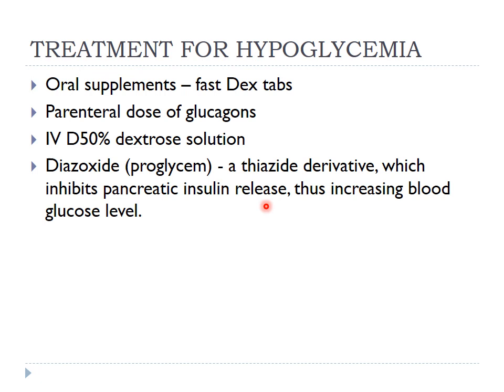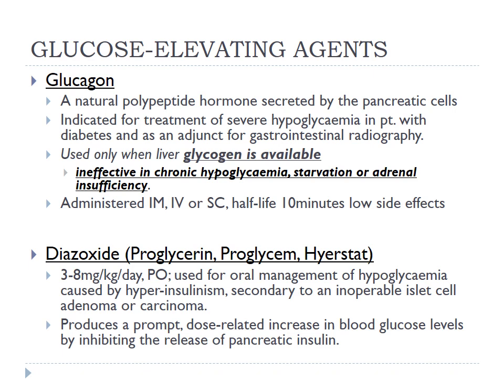It inhibits the pancreas. Did you get it right on pathology or not? Type 1s produce no insulin. Type 2s still produce insulin. So diazoxide, Proglycem, is primarily for type 2 diabetics. Glucagon, we've talked about glucagon in pathology. The main thing that you need to know with this is it can be given for severe hypoglycemia where somebody has basically passed out.